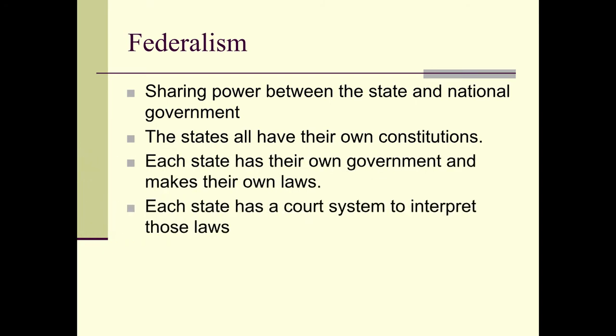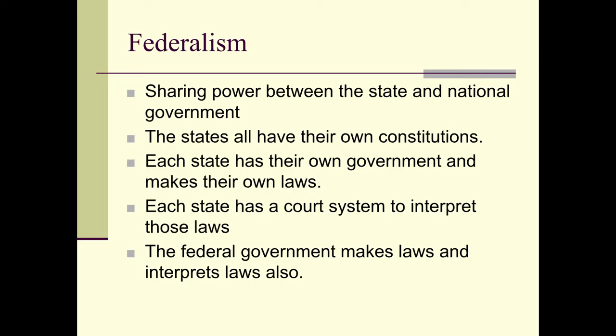Each state has their own constitution. Now, the federal government also makes laws. So really, in the United States, there's 51 sets of laws. Each state has one, so there's 50 sets of laws, plus the federal government has a set of laws.